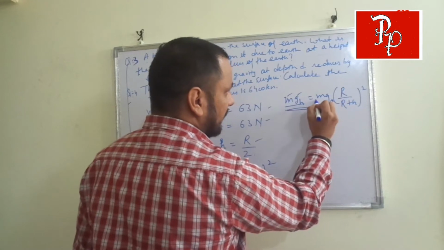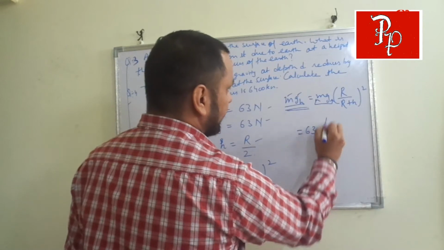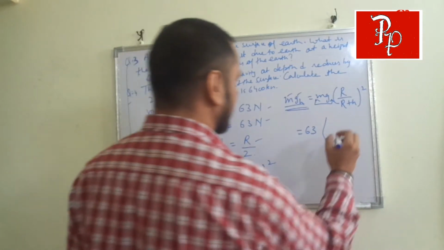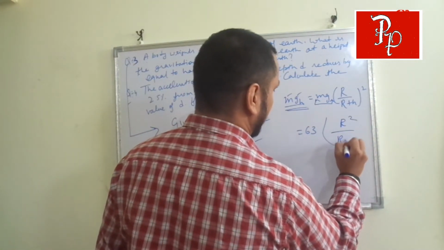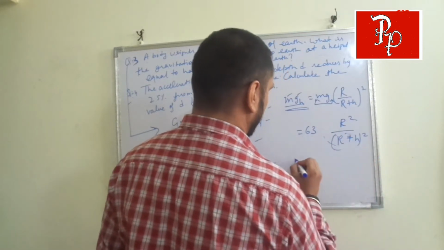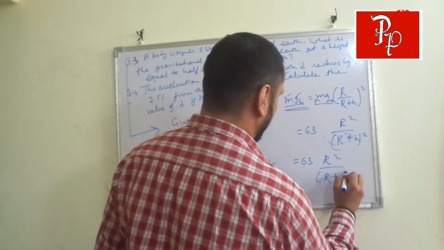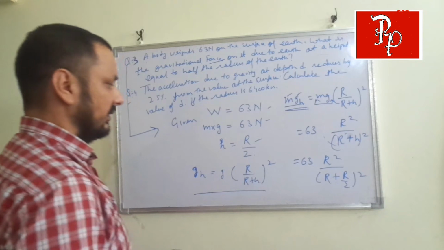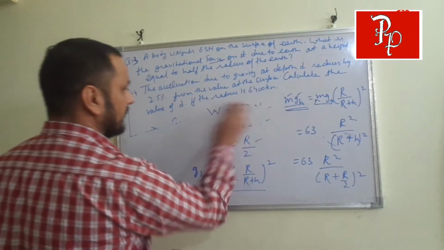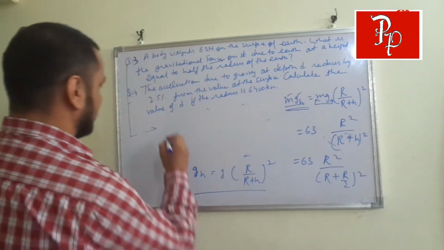Here mass into gravity is given to you, that is 63 Newton weight. So here 63 comes. Now here it is r upon r plus h whole square. You can write it like this, r square upon r plus h whole square. Now it comes 63 times r square upon r plus r/2 whole square. Let me write the next step here only.